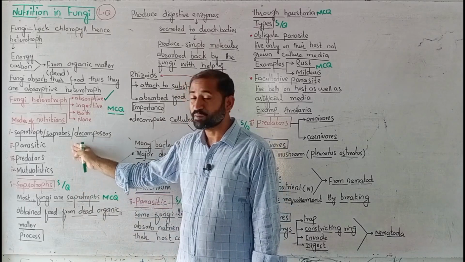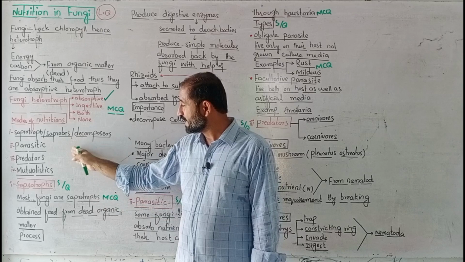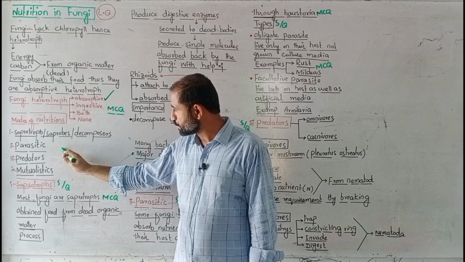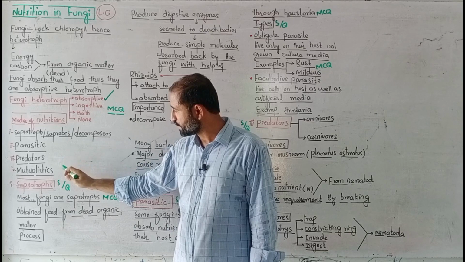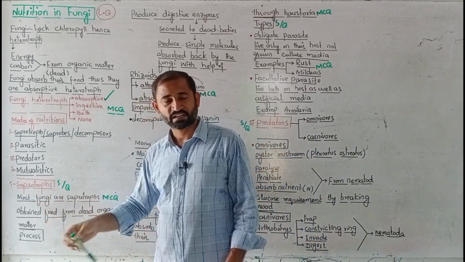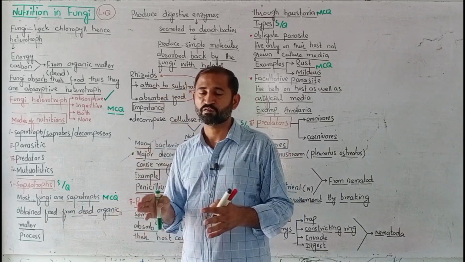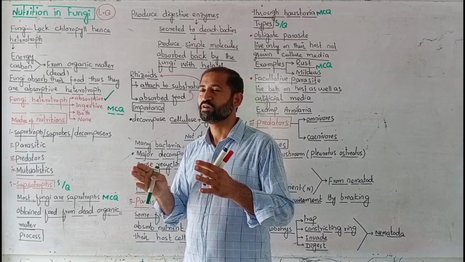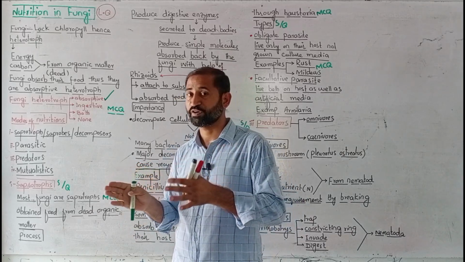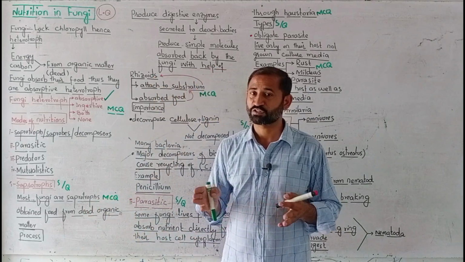These four are different mechanisms of food absorption in fungi. Number one saprotroph, number two parasitic, number three predator, number four mutualistic. We will explain them one by one. First of all, we will explain saprotroph. Number two, we will explain the parasitic mode of nutrition, in number three, the predatory mode of nutrition, and number four, the mutualistic association.